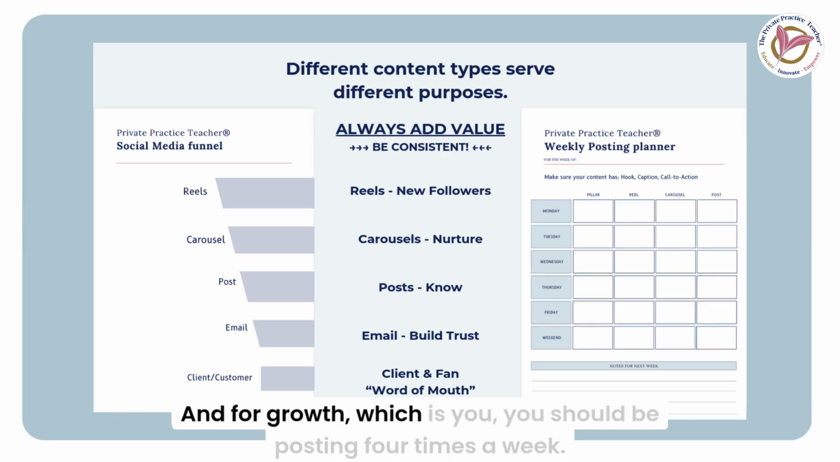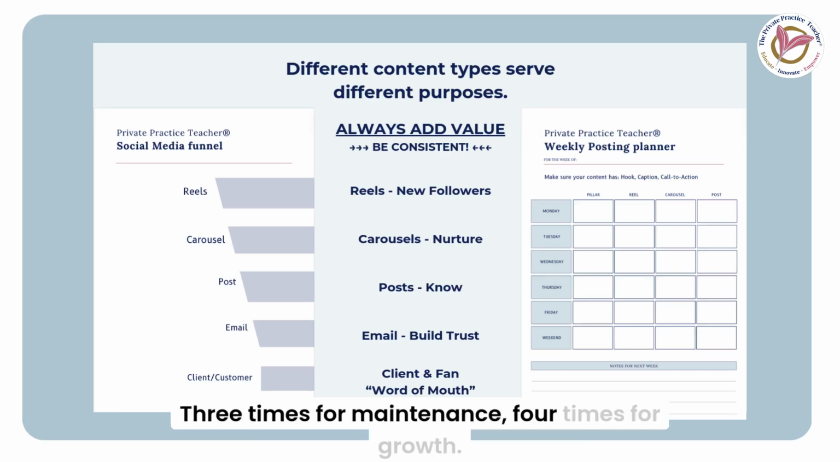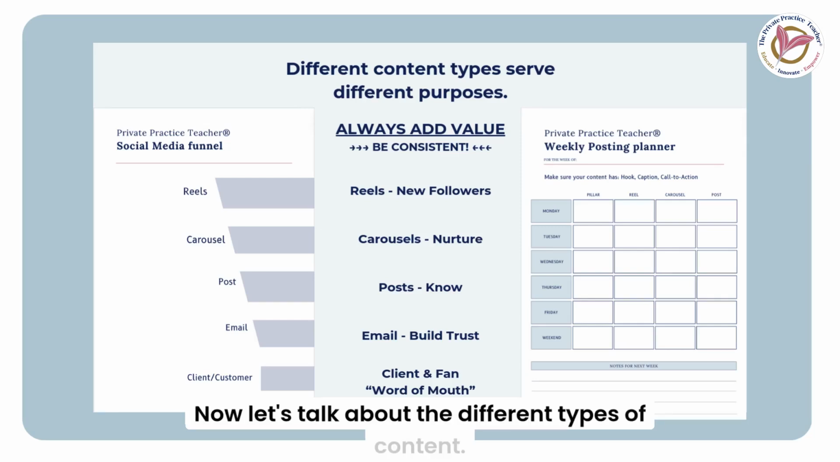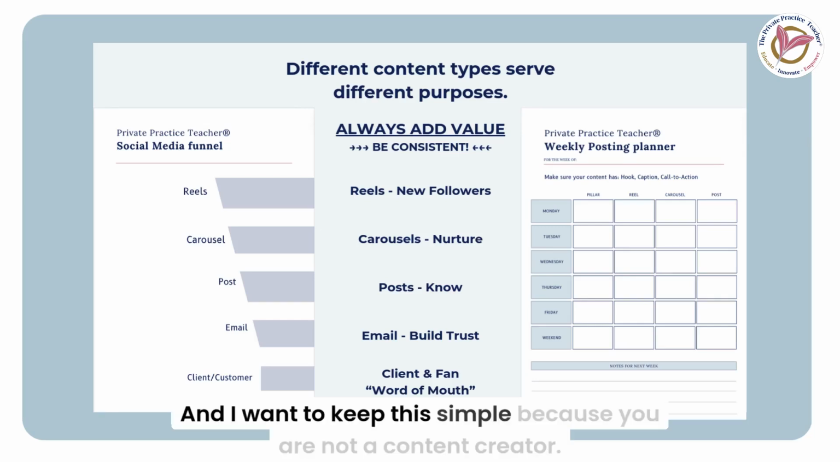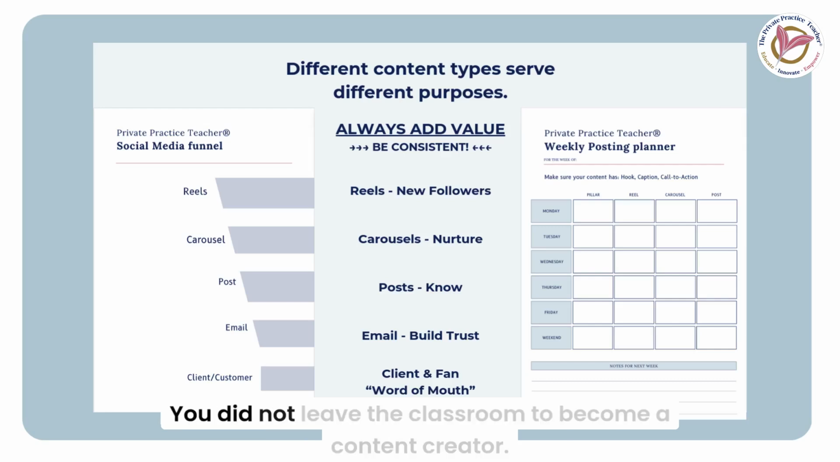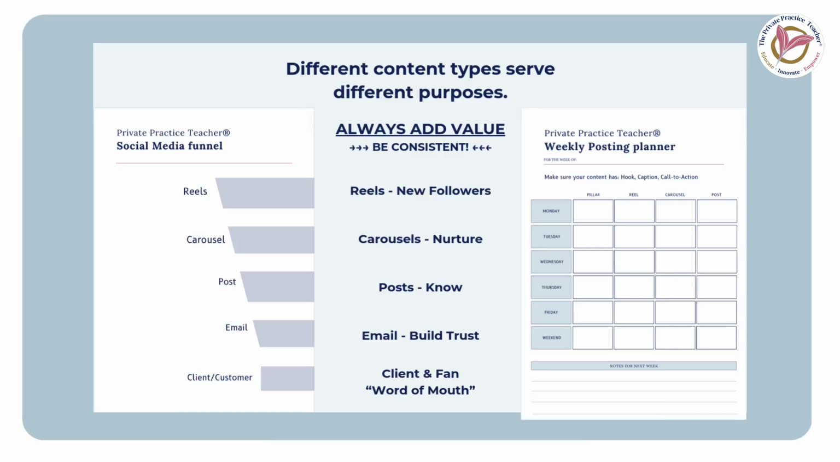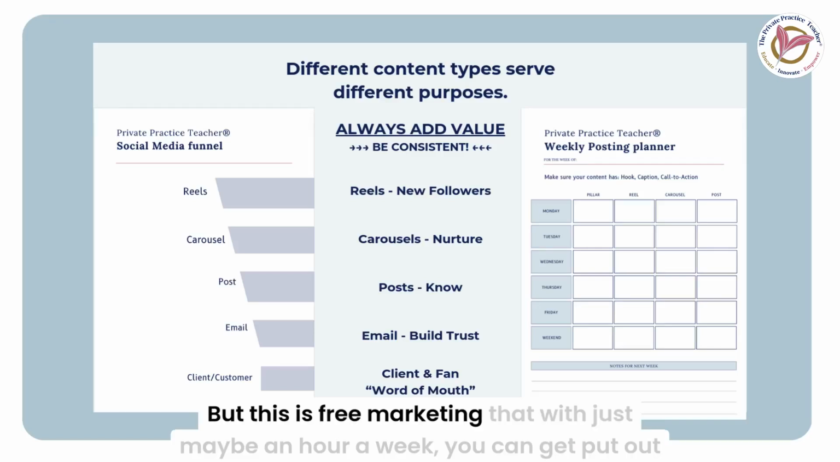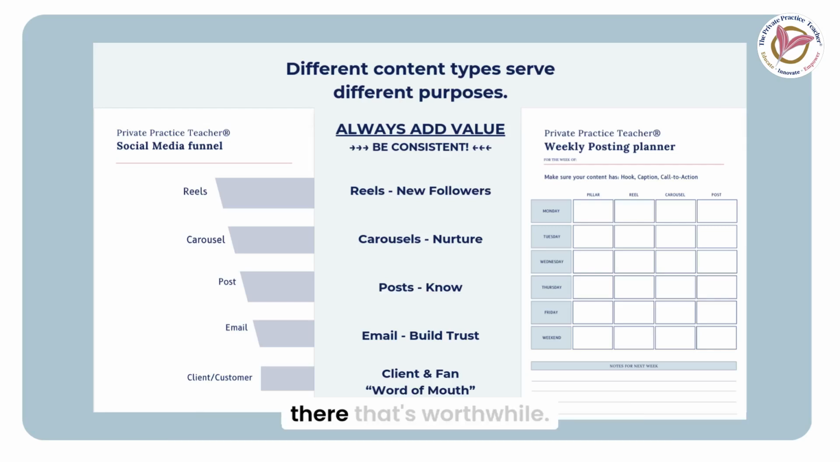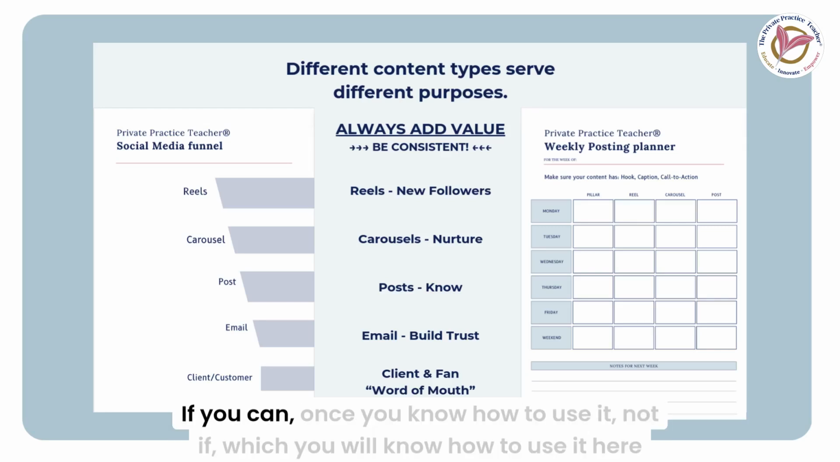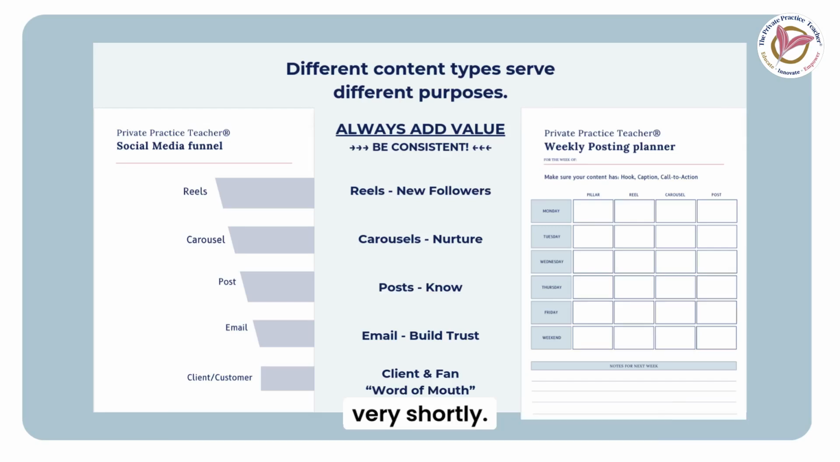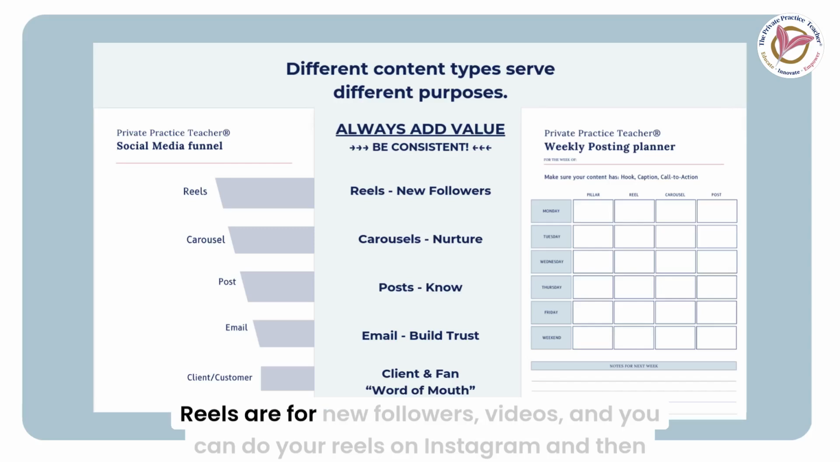And for growth, you should be posting 4 times a week. 3 times for maintenance, 4 times for growth. Now let's talk about the different types of content. And I want to keep this simple because you are not a content creator. You did not leave the classroom to become a content creator. You're not building a teaching business to become a content creator. But this is free marketing that with just maybe an hour a week, you can get put out there that's worthwhile, once you know how to use it, which you will know how to use here very shortly. Reels are for new followers.